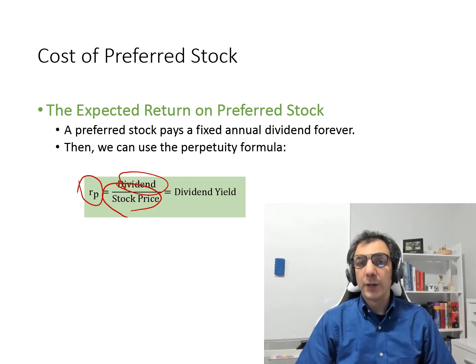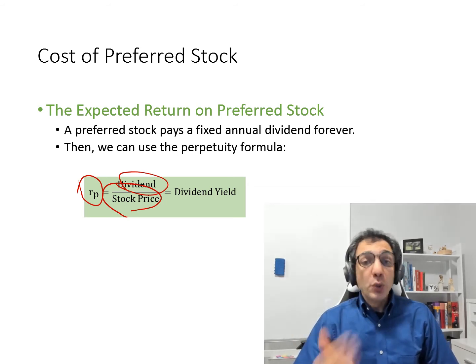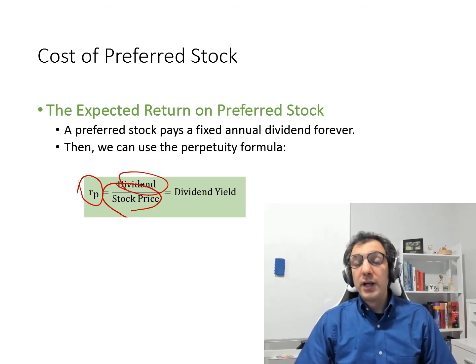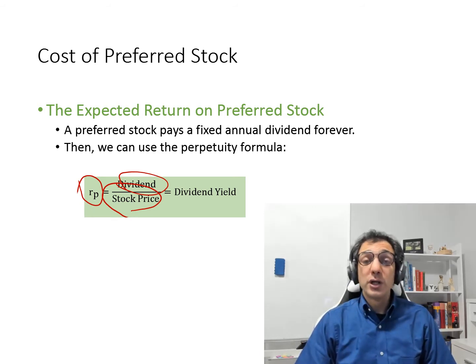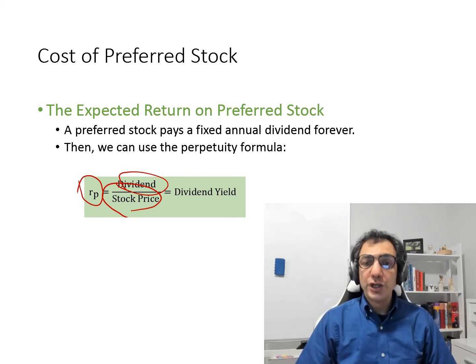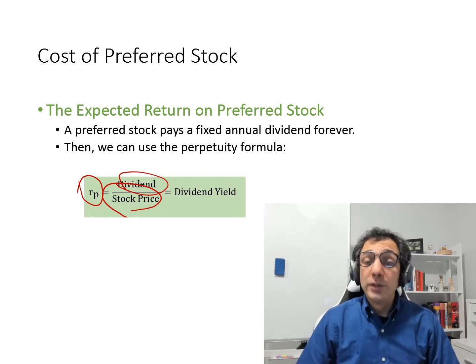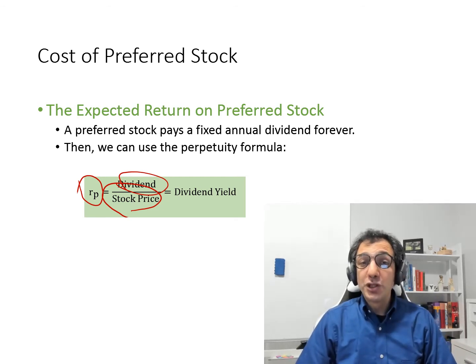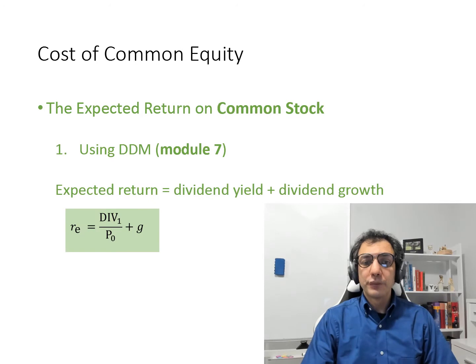So if you have preferred stock in your capital structure, that's how you calculate the cost of preferred stock. In some cases, maybe you don't have any preferred stock in your capital structure, which means the weight of preferred stock should be 0. So you need to switch to common shares. Now, when it comes to common shares, how do we calculate the cost of common shares? So let's talk about that portion.